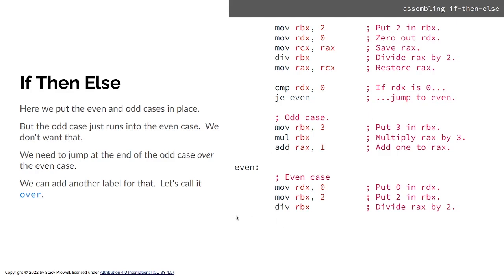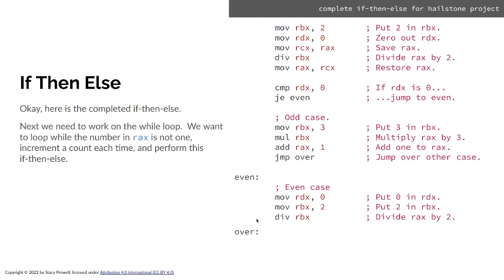And I'll need another label. Let's call that label over. And we'll just pop it in like this. So now I do the odd case, I jump to over, or I do the even case and then I fall into over. So this has the traditional diamond shape of an if then else, right? I have the if up here, the then case, the else case, and then I come back together down here at the bottom. So there we go. This handles the whole process of figuring out if it's even or odd and then doing one of those two operations. Now I need to put it in a loop.